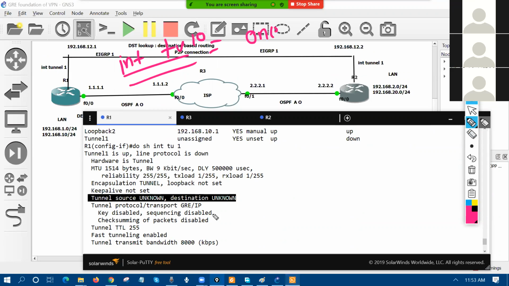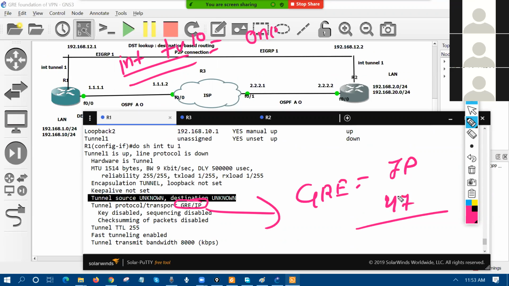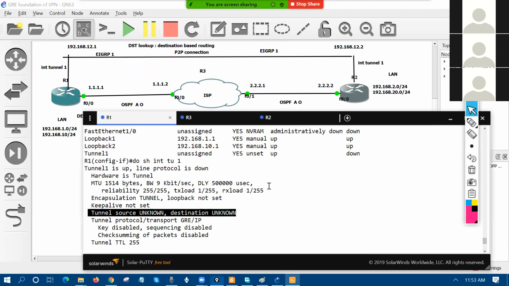But the protocol that I'm going to use is GRE. GRE works on IP protocol number 47. That's the default, sir. We didn't configure anything, right? I just created tunnel 1. I just put one simple command.